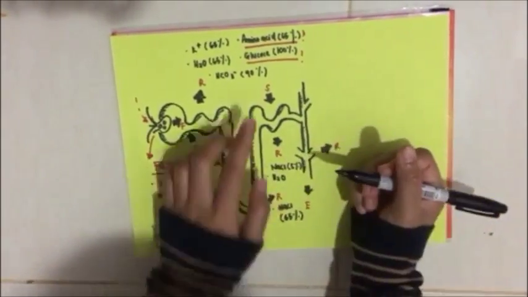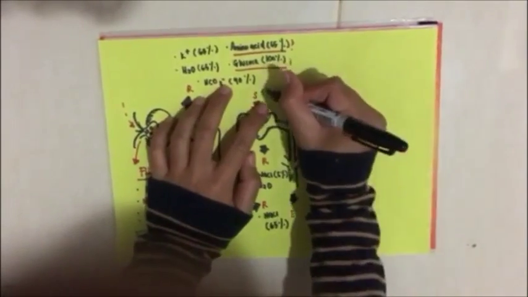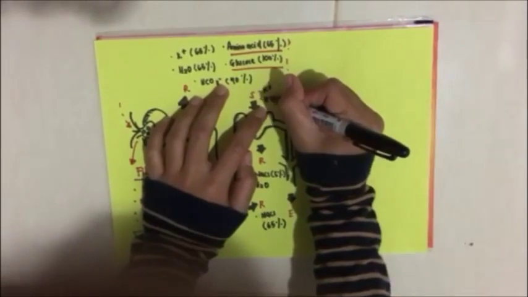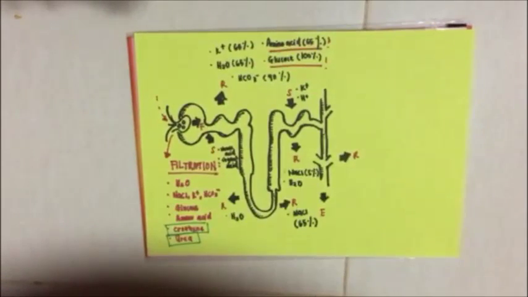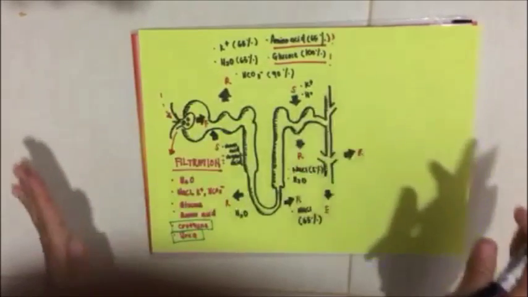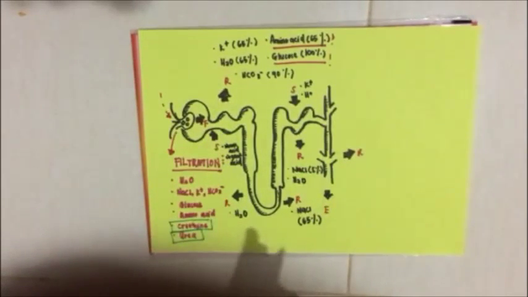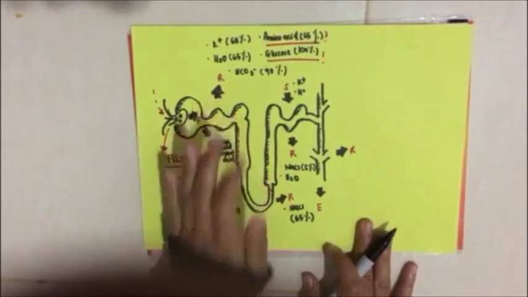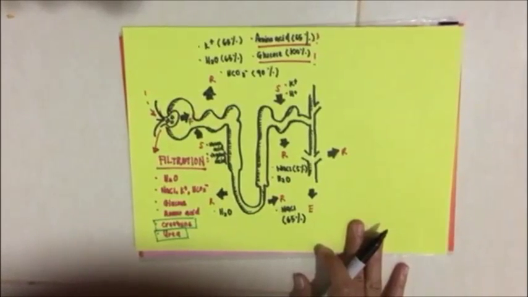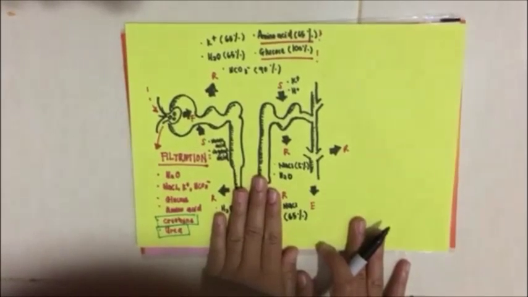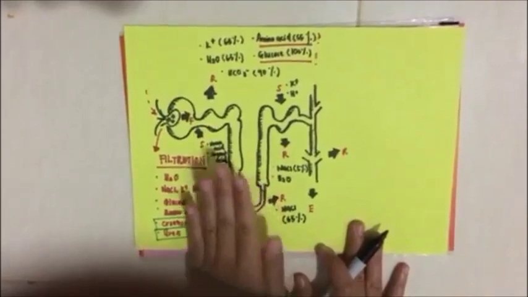In this tubule, some potassium and some hydrogen ions are secreted. This means they move back into the nephron. A simple way to remember this nephron is that the proximal tubule does most of the reabsorption and secretion. The loop of Henle does the concentration, and this tubule does the fine-tuning.